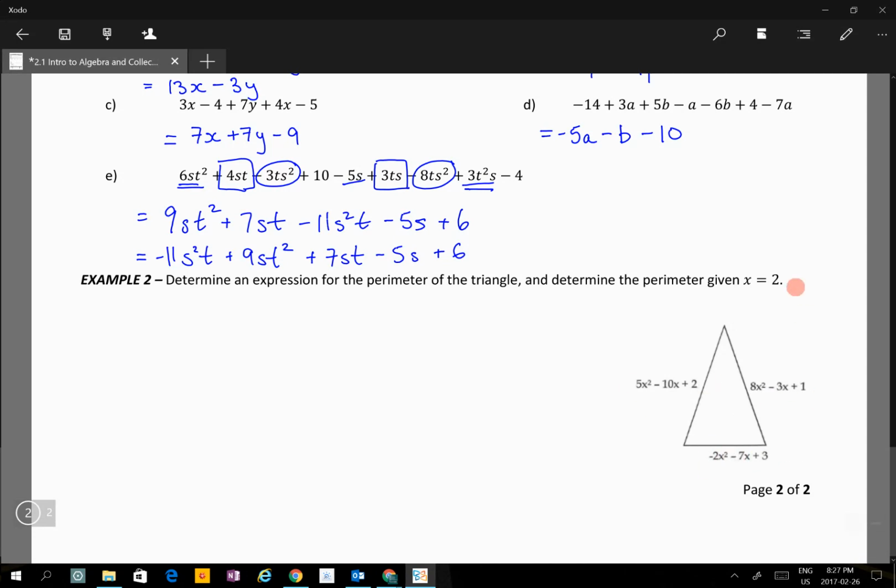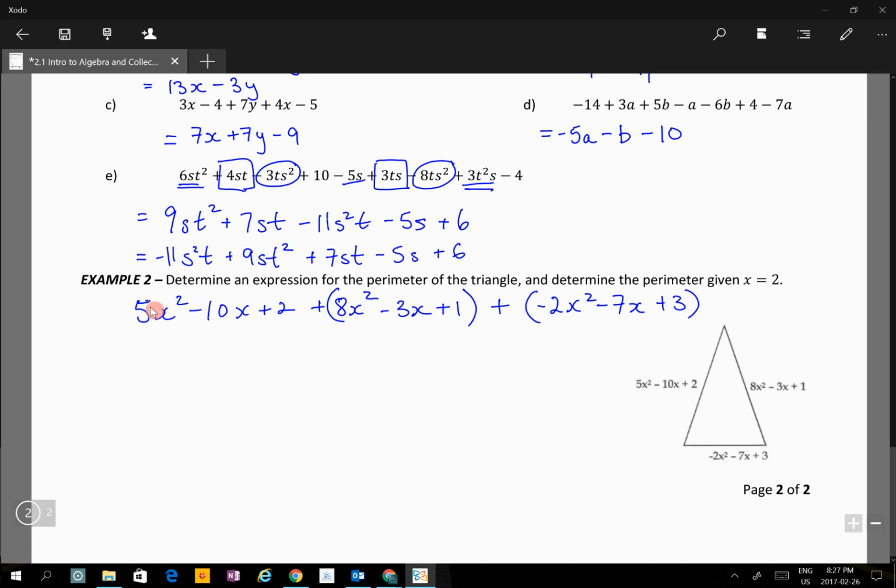So I'm going to have 5x squared minus 10x plus 2. Okay, that's this first one here. Then I'm going to add 8x squared minus 3x plus 1. I'm going to keep this in brackets for now because you're adding an entire length side. You've got to make sure the signs are obeyed. I'm going to be adding the third side, so negative 2x squared minus 7x plus 3.